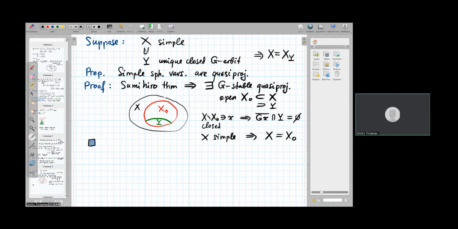All B-stable prime divisors on this simple spherical variety X containing the closed orbit Y. These divisors can be of two types: G-stable divisors and colors. So we have two types of data. The first one is the set, which I denote as follows: V upper Y. It is the set of all G-invariant valuations corresponding to G-stable prime divisors in X.